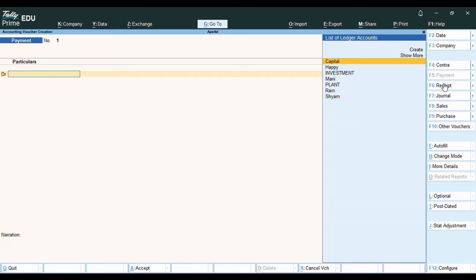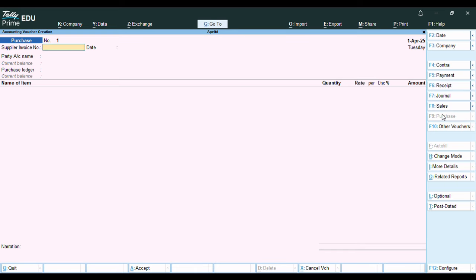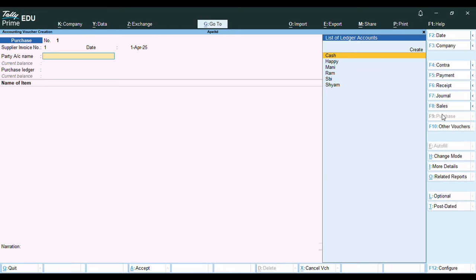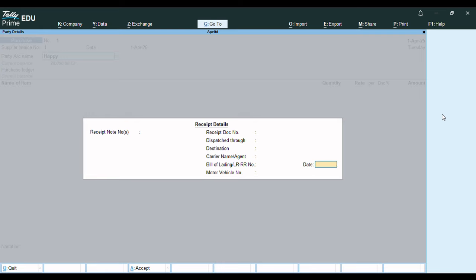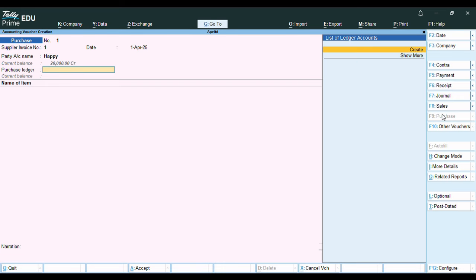In the question, the first voucher entry is purchase from Happy, Cream 10 at the rate of 110. So we will use the F9 key. In this way you can identify the number of ledgers. Before passing the entry in your voucher, we need to prepare a few more accounts. और मैं आपको बता दूं, you can create accounts here only. Invoice number is 1, then date, party कौन सी थी? Happy. Okay, so this is the purchase ledger.